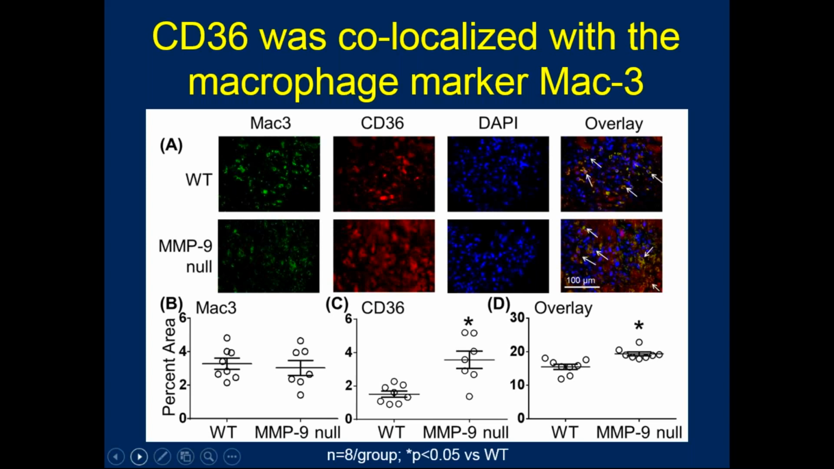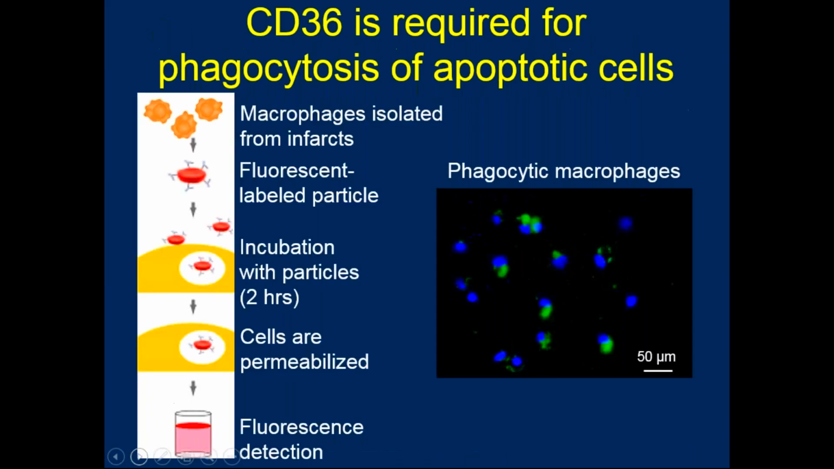So in addition to neutrophils, as I mentioned earlier, CD36 is also known to be expressed by macrophages. And in fact, CD36 has been shown to be required for phagocytosis of apoptotic cells. So we then wanted to look at CD36 expression on the macrophages to determine if it's higher on those of our MMP9 null mice. By immunofluorescence, using MAC3, which is a marker for macrophages, we found there was no difference in the number of macrophages in wild type compared to MMP9 null. However, again, there seemed to be a higher expression of CD36 on the macrophages of our MMP9 null mice compared to our wild-type mice.